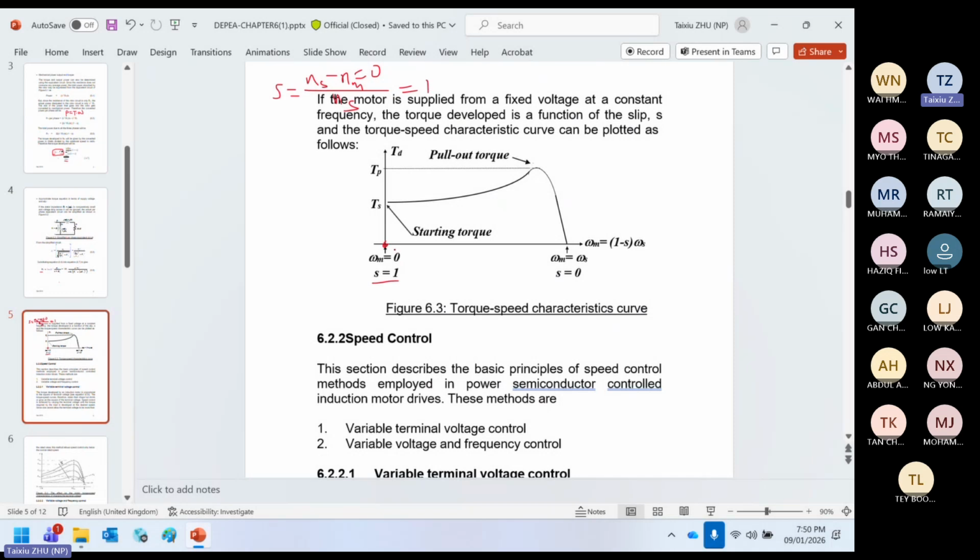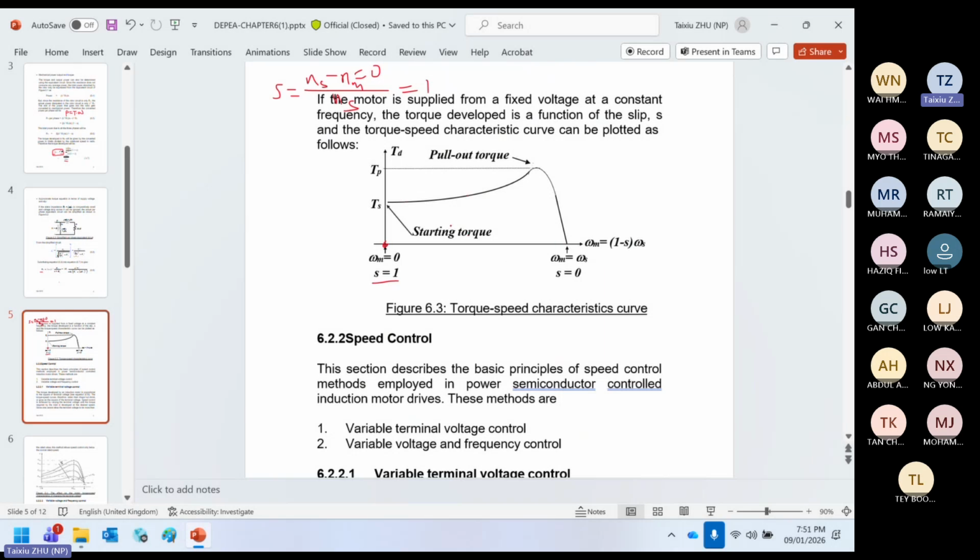Cannot confuse this one with the speed. This one is the slip. It's the percentage difference between the two speeds, the motor speed and the synchronous speed. Then when the motor runs at synchronous speed, the slip is 0, because there is no more difference. But when the slip is 0, the motor also loses torque. There is no more torque, so the motor will slow down a little bit.